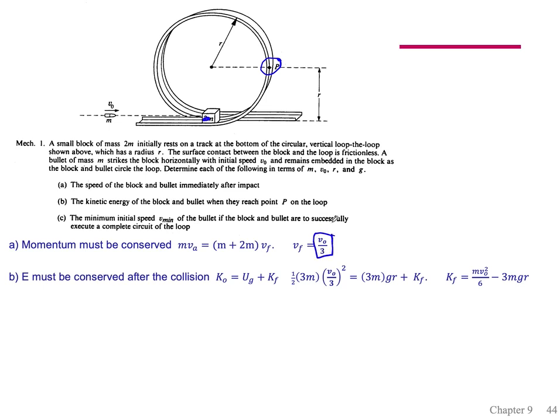But momentum's always conserved. Momentum can't be converted into any other quantity. It can't be converted to heat. It's just momentum. And so for the collision there, we can use momentum to solve that one. But now after the collision, we can use energy. Why? Once it's embedded in here, all the heat's already been dissipated.